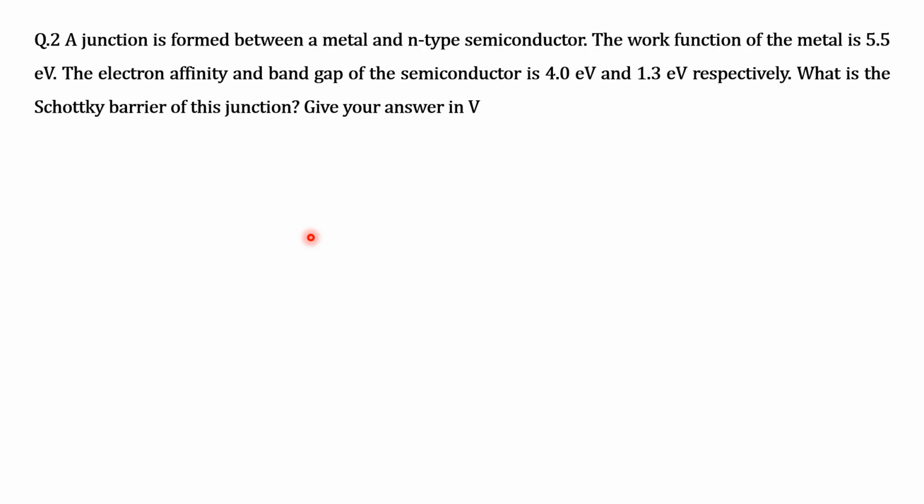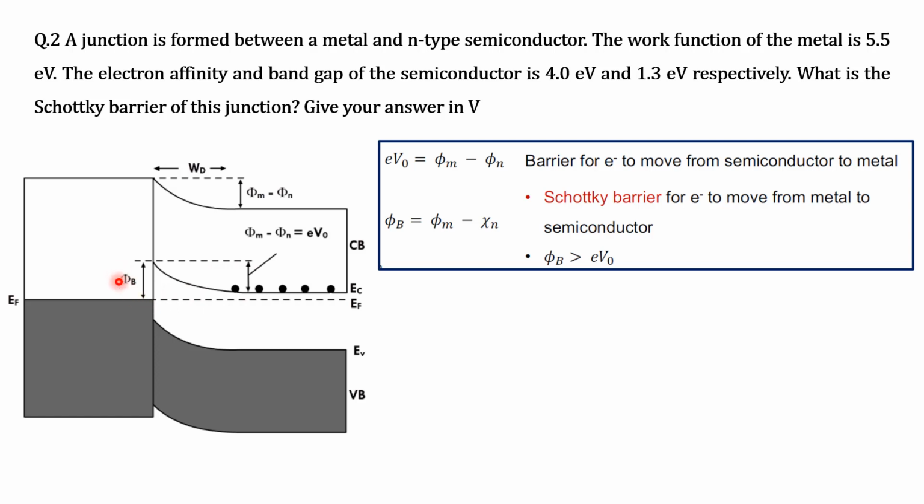Here they have given us a junction formed between a metal and an n-type semiconductor. The work function of the metal is given, but the work function of the semiconductor is not given. Instead, they have given us the electron affinity and band gap. Now we have to find out the Schottky barrier. Based on the lectures that we saw, the Schottky barrier phi b is given by phi m minus psi n, that is, the difference between the work function of the metal and the electron affinity of the semiconductor.